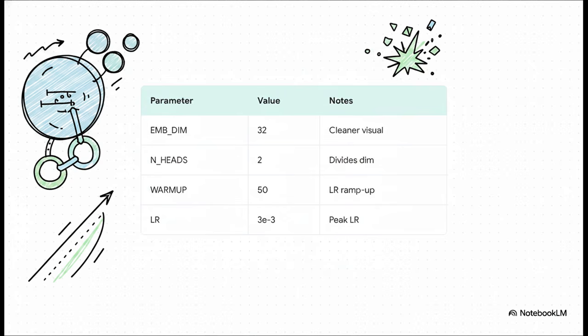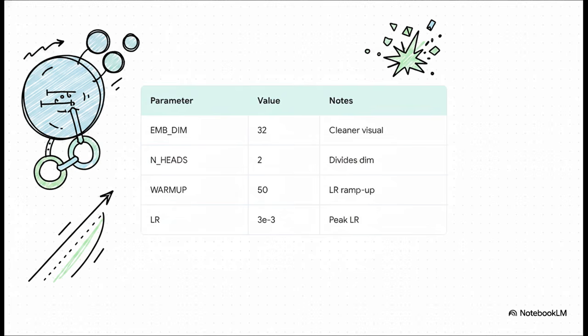If you look at the configuration table here, you're going to see a few critical settings. We have an embedding dimension of 32, which is larger than the previous steps. That's going to give us beautifully clean visualizations of those positional encodings, but pay special attention to the number of heads, which is set to 2. A really strict mathematical rule of this architecture is that your number of attention heads absolutely must divide your embedding dimension perfectly evenly.